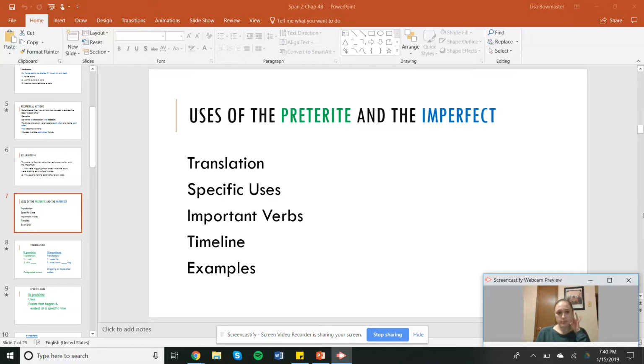And then you need 3 different colors to write in. Your title will be one color, Preterite will be one color, and Imperfect. And I will use green for Preterite, blue for Imperfect. So we're actually making a flip book today. Here's how you make a flip book.